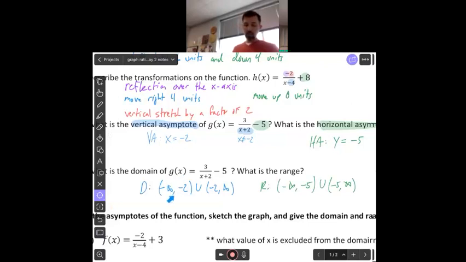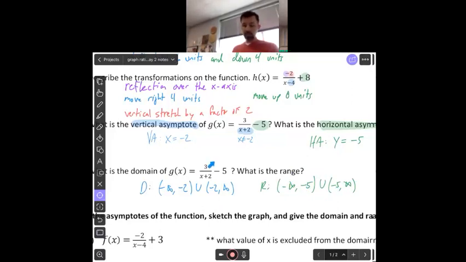So we can plug in numbers that are less than -2, or we can plug in numbers that are bigger than -2. Again, implying that we're not allowed to plug in -2. We'll get answers out that are less than -5. We'll get answers out that are bigger than -5. Again, implying you're not going to get -5 as an answer.